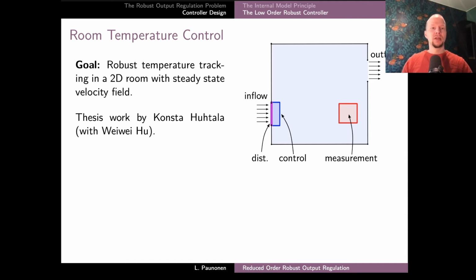Okay, in this final part of the talk, I'll apply our controller design method for achieving temperature tracking in a rectangular room. These simulations and the controller design were carried out by my PhD student Konsta Huhtala, and this is related to his thesis work, which is also joint work with Weiwei.